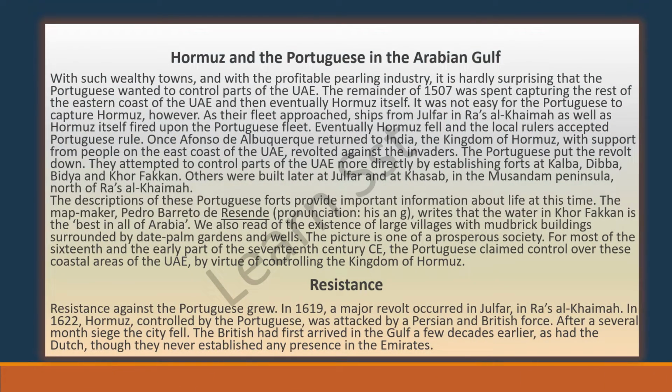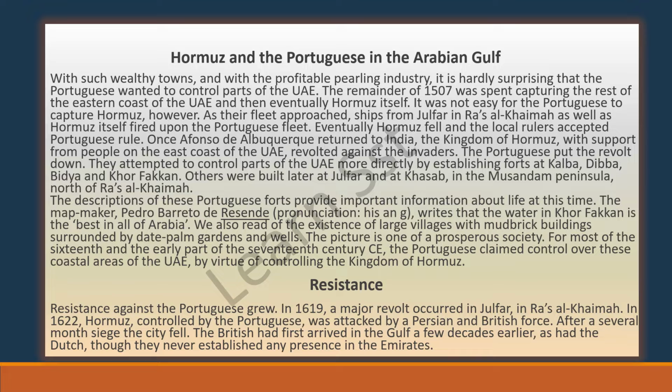Hormuz and the Portuguese in the Arabian Gulf. With such wealthy towns and with the profitable pearling industry, it is hardly surprising that the Portuguese wanted to control parts of the UAE. There were such wealthy towns, and the pearling industry was so profitable, so obviously they wanted to take over. The Portuguese wanted to have control over the UAE.